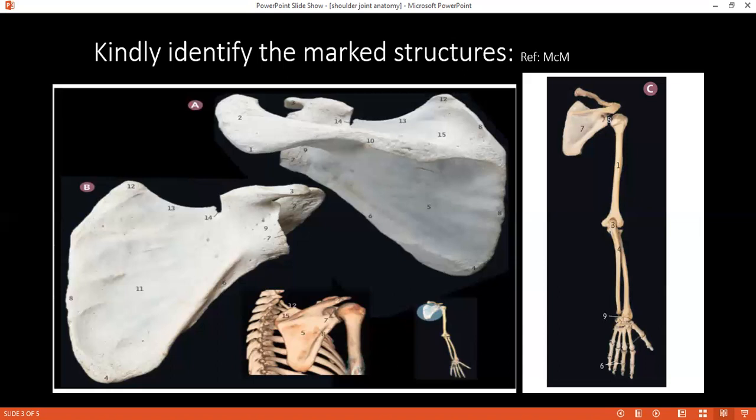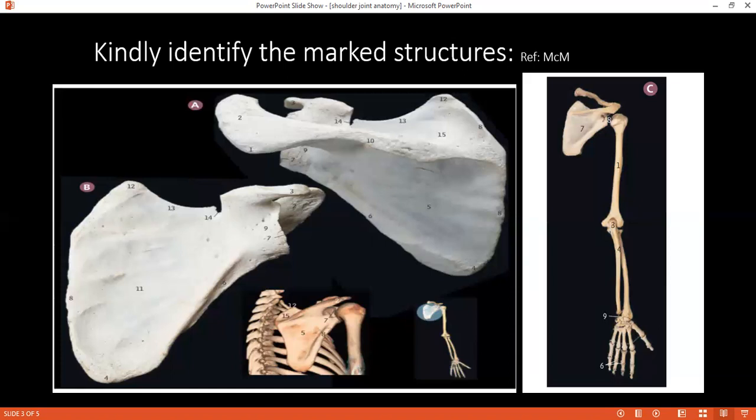Okay, can you please tell me what are the factors which decrease the stability of the shoulder joint? The bony anatomy: the head of the humerus is larger compared to the size of the glenoid cavity. Then the ligaments. Sorry. Can you please tell me what type of joint the shoulder joint is? It's a synovial joint, a ball and socket joint.